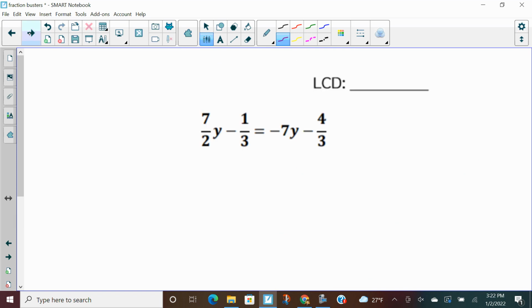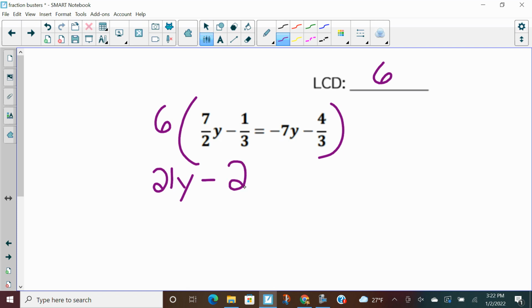Okay, next problem. So we're going to do this a little more step by step. So first thing I want you guys to do is you have the denominators of 2, 3, and 3. What do you think is the lowest common denominator? Okay, so lowest common denominator is 6, which means I'm going to multiply through by 6. So 2 goes into 6 3 times. 3 times 7 is 21, so I get 21y. 3 goes into 6 twice, so I get 2 equals negative 42y.